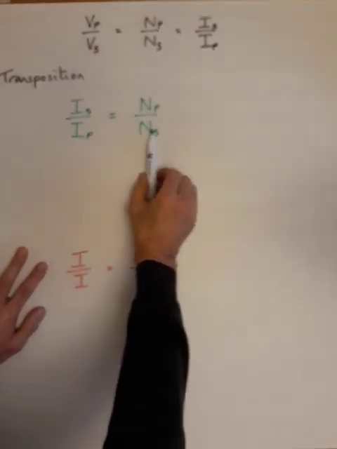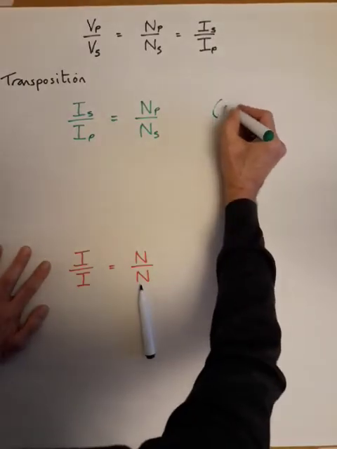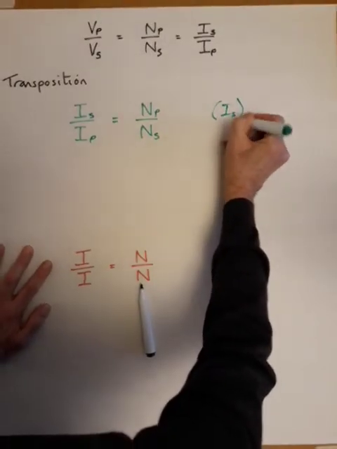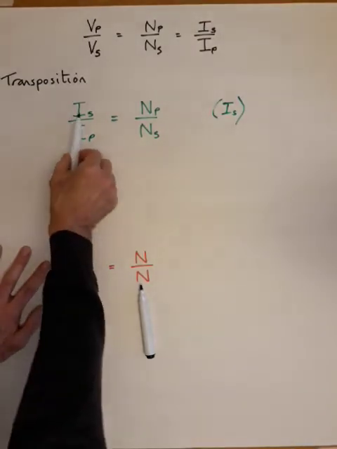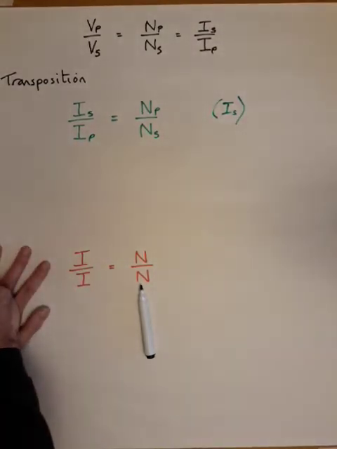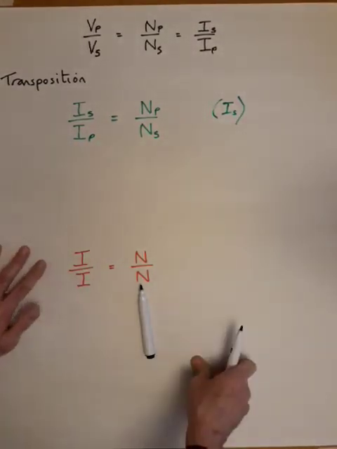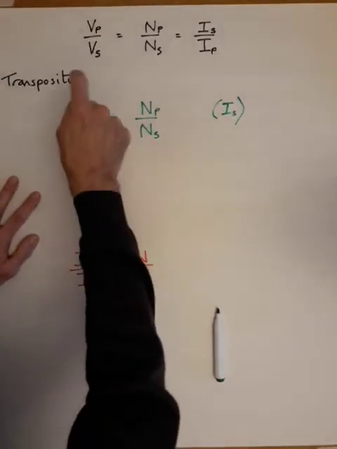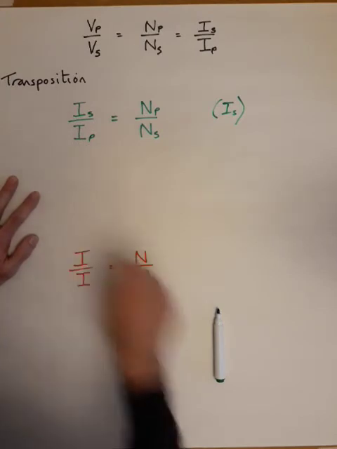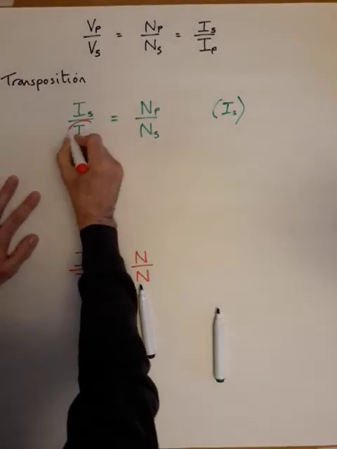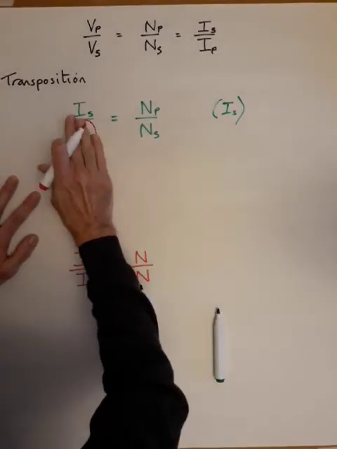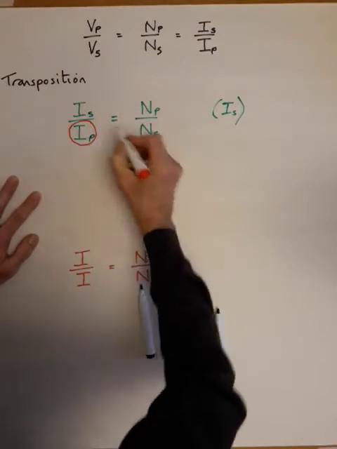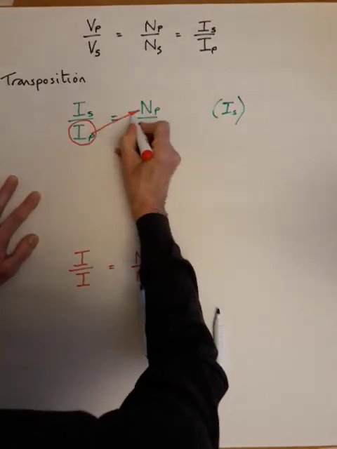So this is what we have, and let's suppose I want to make Is the subject. So the secondary current is what I'm trying to find. So ask yourself, is the secondary current on the top line? Yes, it is, so leave it there. And what that means is all we have to move is this. We need to move this to the other side, and it goes diagonally up to there.